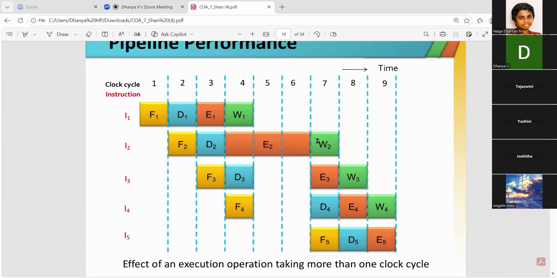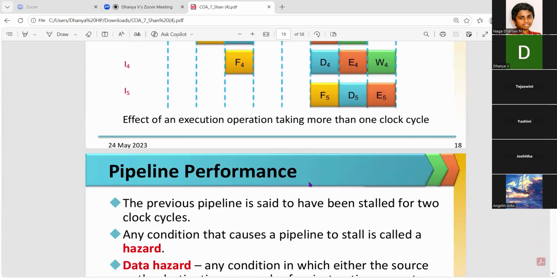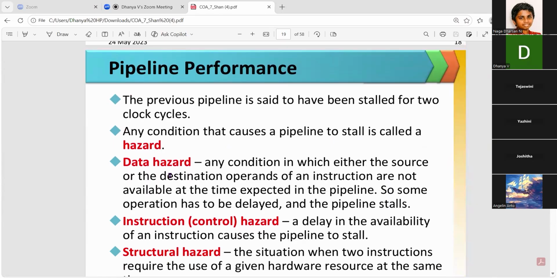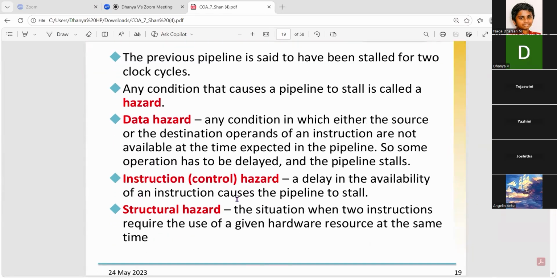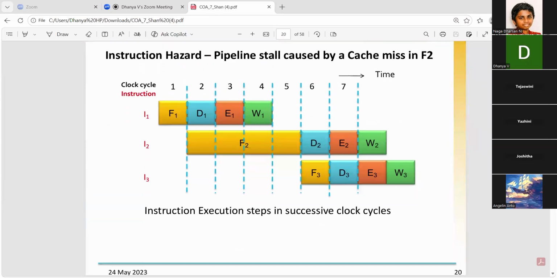Then we saw stalls, like what exactly a stall is. We didn't go into details of it yet. So what could be the reasons why stalling can happen? And then the types of stalls: data hazard, control hazard, and structural hazard. Structural hazard is when you're trying to access the same memory at the same time by two different instructions.